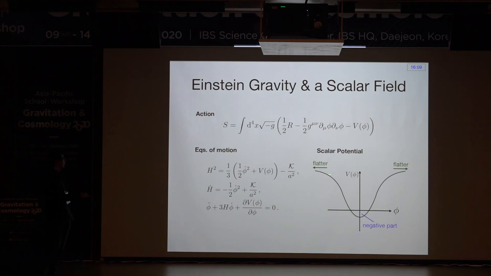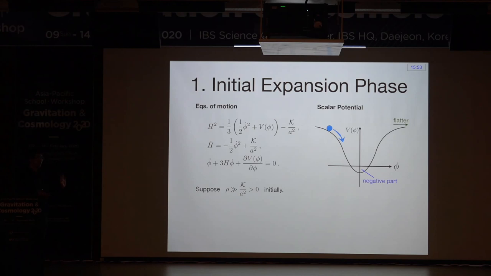Now there are three stages: first expansion, then a contraction phase, and the final inflationary expansion. I will explain one by one. The first one is the initial expansion phase. This is basically the same as the very standard expanding cosmology. Suppose that the initial state has positive energy, positive Hubble expansion and positive potential. And then imagine that the scalar field oscillates around its minimum, and suppose that initially the spatial curvature effect is negligible and positive.